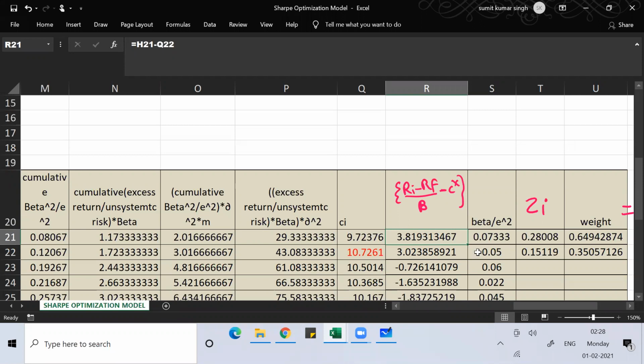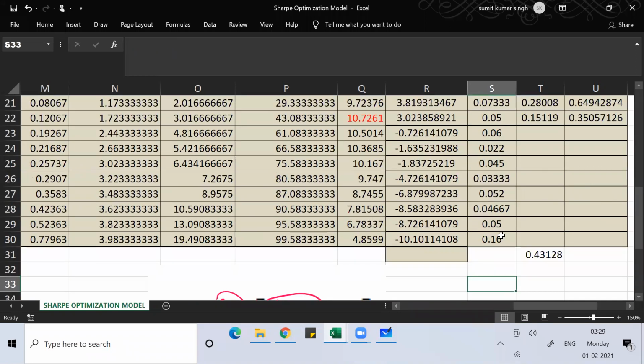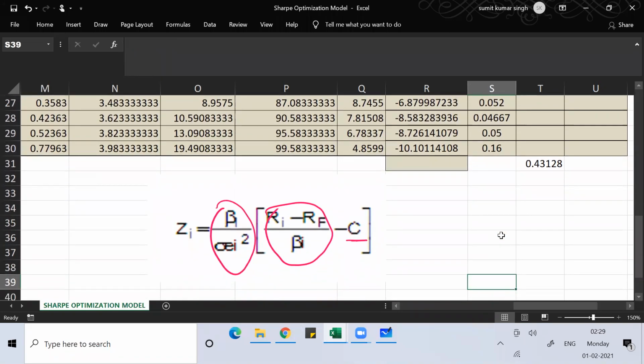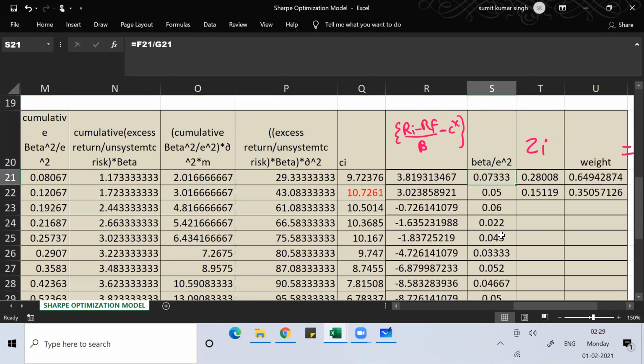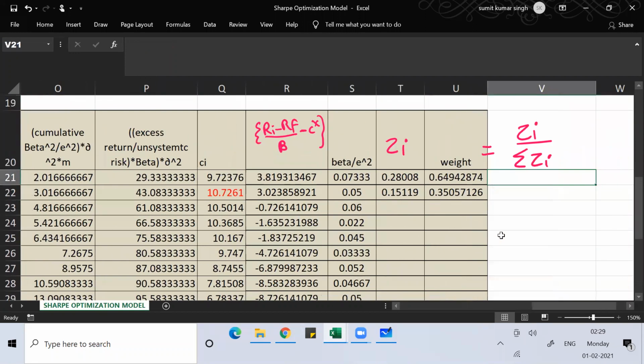So once you get the CI value, then I need to multiply beta by unsystematic risk into the excess return, that is, return on stock minus RF. Once we get the cutoff rate value, we need to find the ZI value, and this is the formula we need to use for ZI. The excess return by beta, what you get, we subtract from the cutoff rate and multiply with beta by unsystematic risk. Once I get this ZI value, with this I have to find the weight.